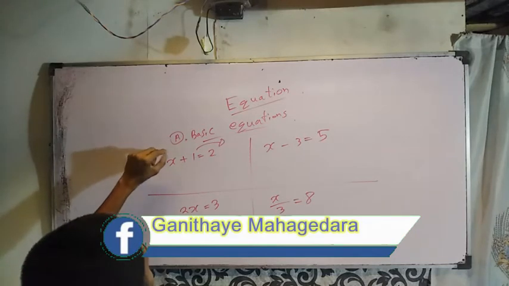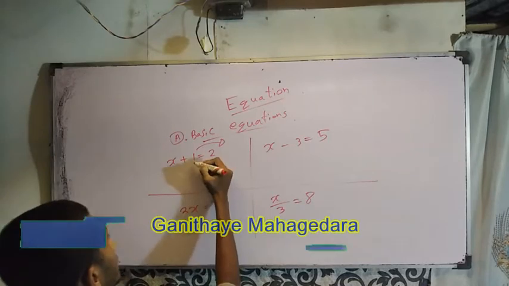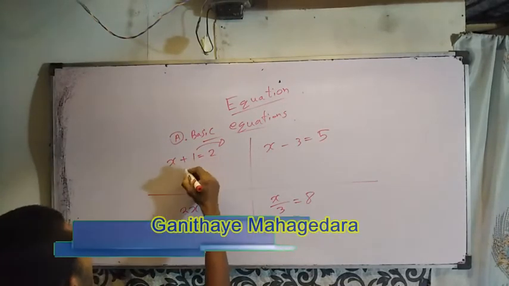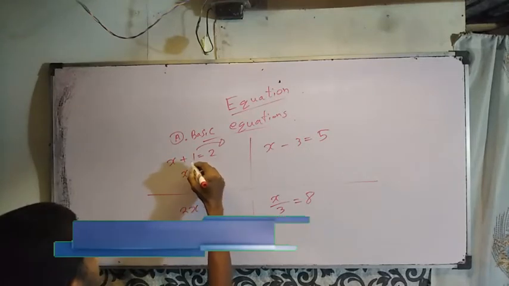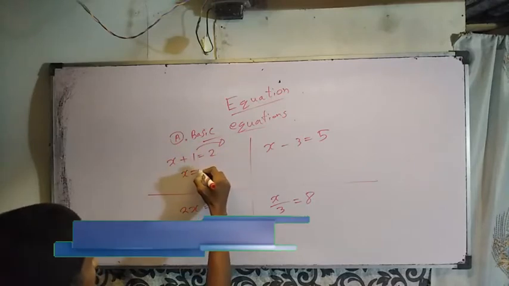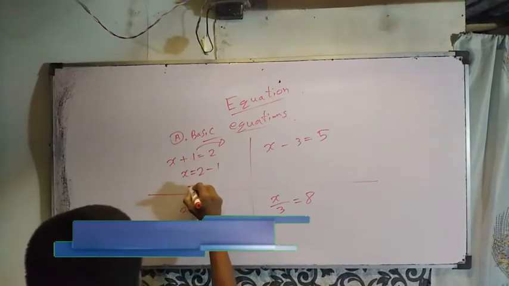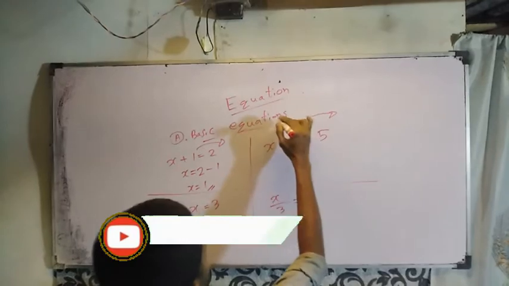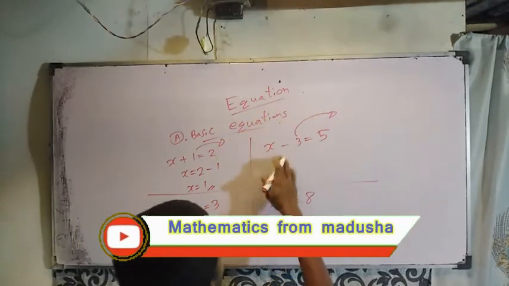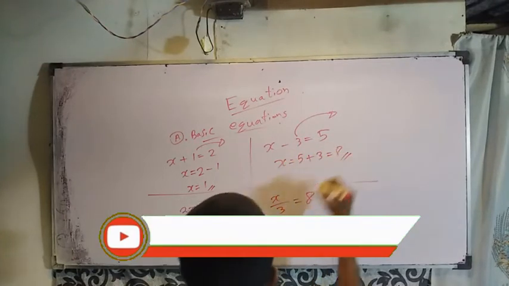In the first row, when you move the numerical part from this side to the other side, it should take the opposite sign of that number. According to this question, it is positive 1. When moved to the other side, it should be minus 1. Then the answer is 2 minus 1 is equal to 1. And again, when you move this minus 3 from this side to the other side, it should change the sign to positive 3, and you get the answer as 8.